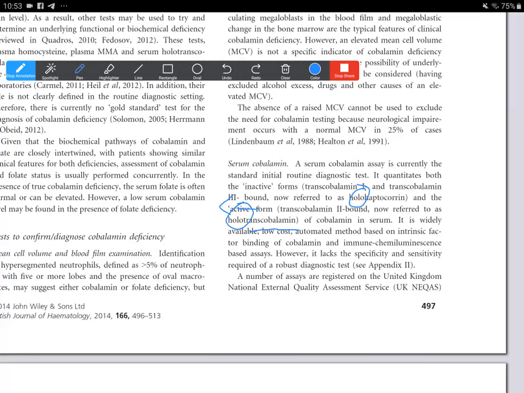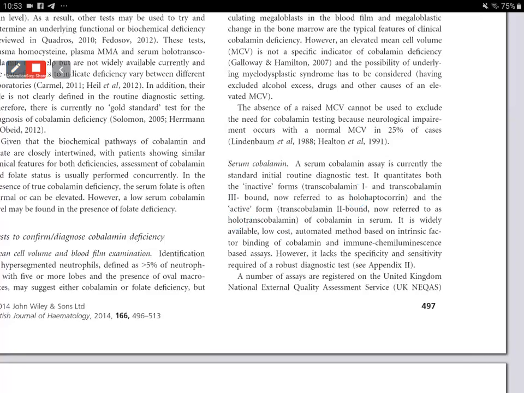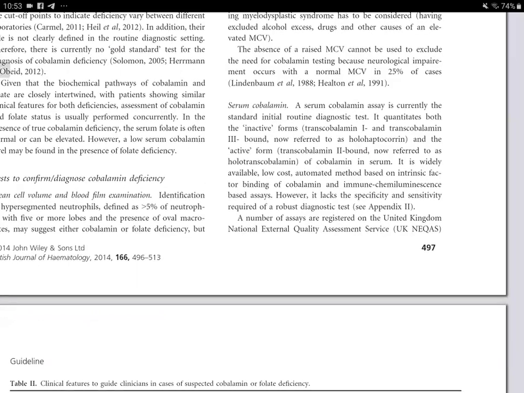So it is widely available. The testing of holotranscobalamin is also widely available, and is a low cost, automated method based on intrinsic factor binding of cobalamin and an immunochemiluminescence based assay. However, it lacks the specificity and sensitivity required of a robust diagnostic test. So there is some reference to an appendix. Probably we'll come across that in the end.